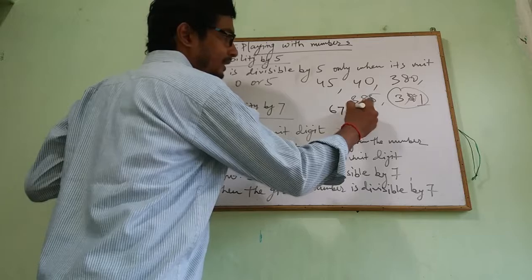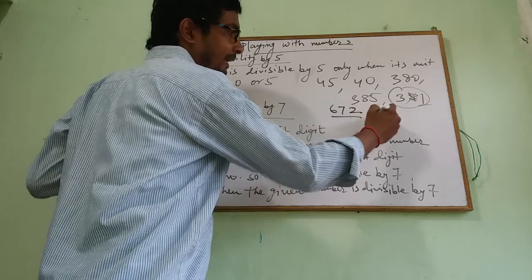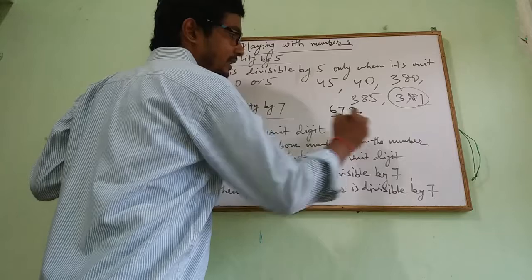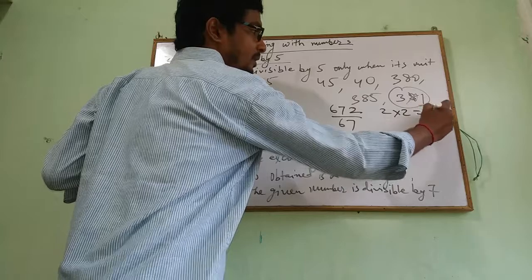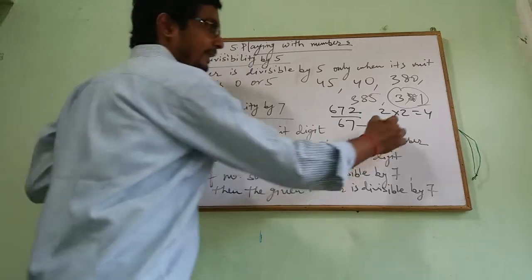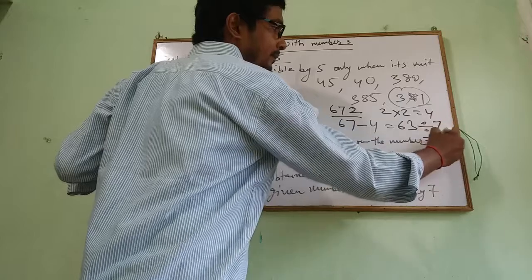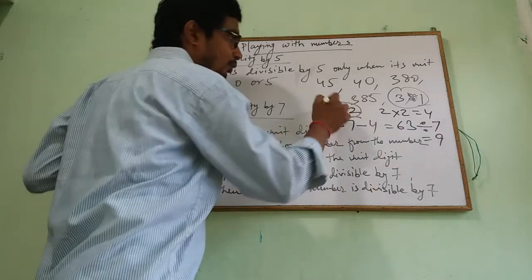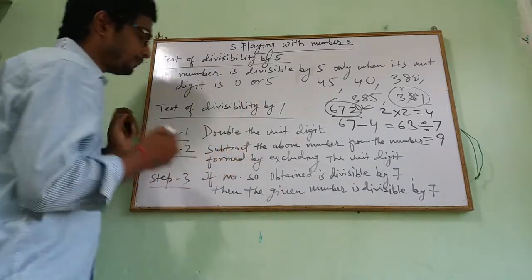I have, let's say, example 672. Now its unit digit is 2 here. What I will do, I will exclude the 2 from 672, so it becomes 67. I will double the unit digit, so 2 into 2 becomes 4. Now I will subtract 4 from 67. What will I get? I will get 63. When I divide it by 7, it becomes 9. 63 is divisible by 7. Hence, 672 is divisible by 7. Let's take one more example.